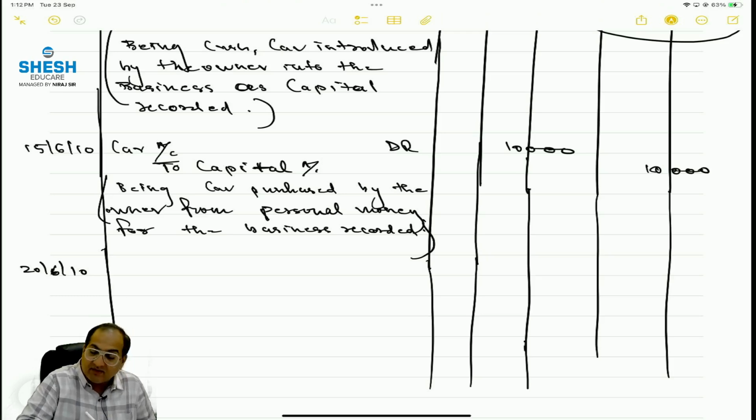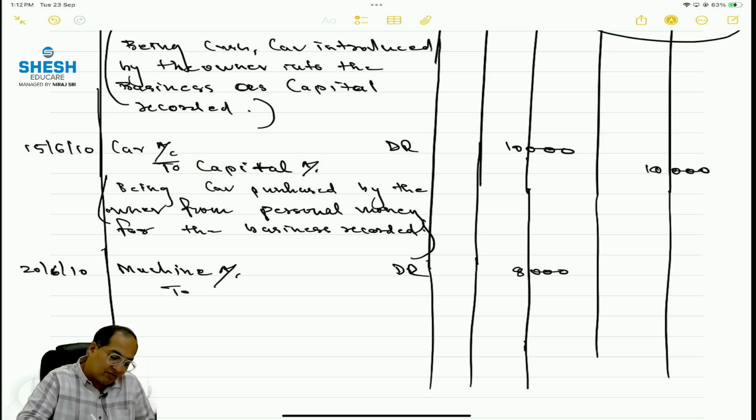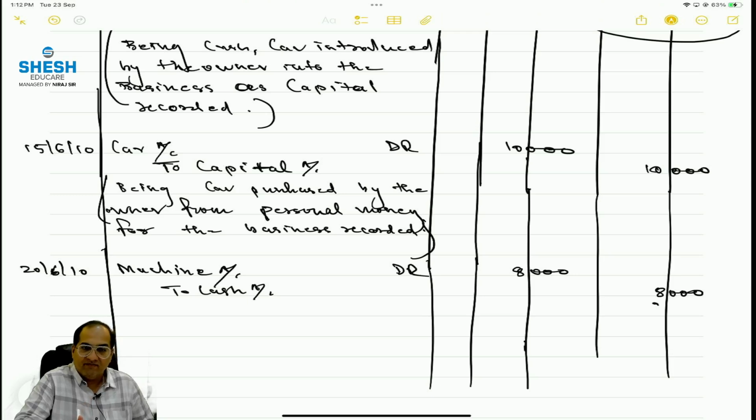Is it given from personal money? No. So it has to be paid out of business money. So the two accounts affected are machine account, a real account, and cash account, a real account. Machinery is coming in. So machine account debit 8,000 to cash account 8,000. The whole problem was to make you understand the concept of capital. The last one is also to make the concept of capital crystal clear. The last adjustment says it is not bought out of personal money, nor is it given that it was introduced by the owner. It just says that I have purchased a machine. So it is understood, implied, that I have paid from the business money.